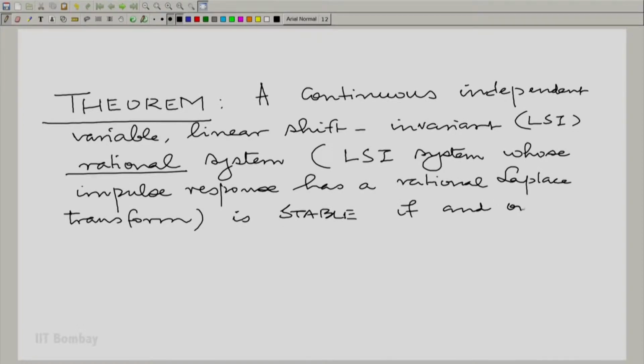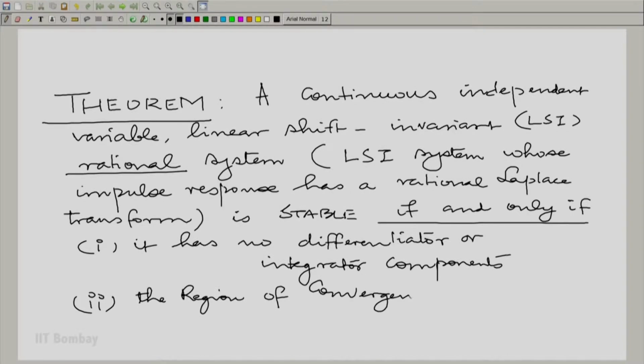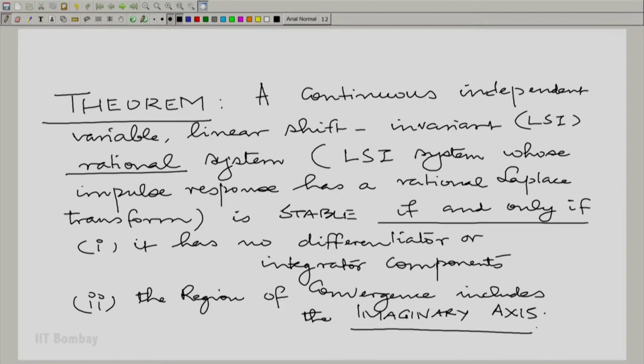There are two things that are satisfied. It has no hanging or loose differentiator or integrator components, because those inherently make it unstable. And given this, the region of convergence includes the imaginary axis. So, the imaginary axis is the critical contour. You look at whether the imaginary axis is in the region of convergence and you conclude.